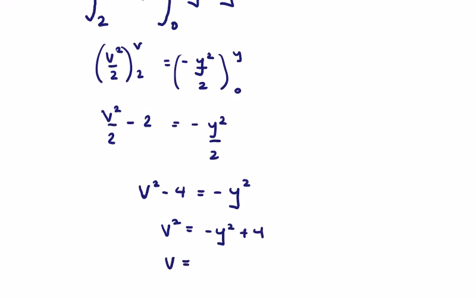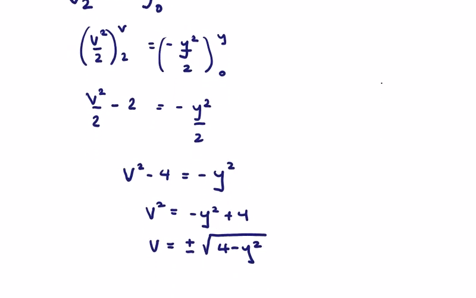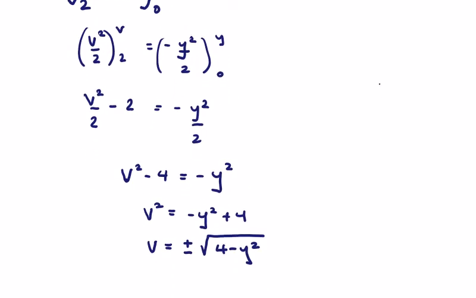So v is equal to the square root of the right hand side. It might be tidier to write as 4 minus y squared, so we only need to write one sign instead of 2. And that would be the plus or minus version of this. So can it be the minus version? No, v is 2 when y is 0, so we reject the negative.